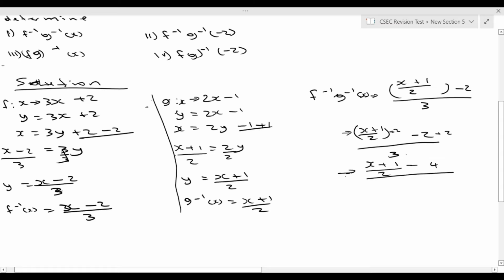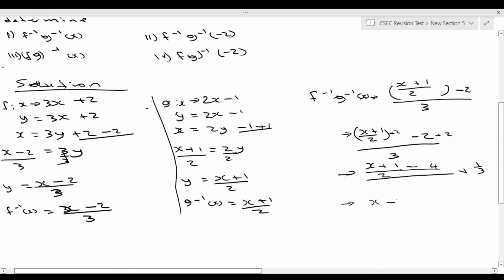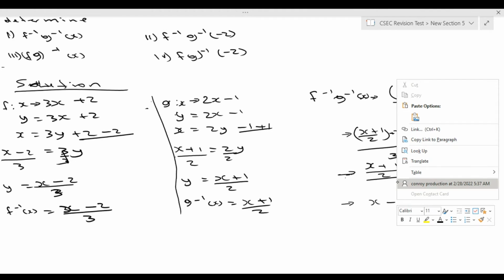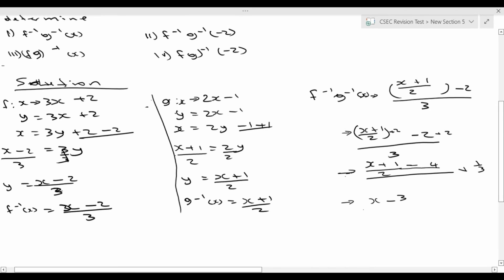This 3 now, we are going to find a reciprocal of that, and then we're going to times it by 1 over 3, since it's being divided. And what we have here, 1 minus 4 is equal to x minus 3, right? And this 2 times 3 will give us a 6.